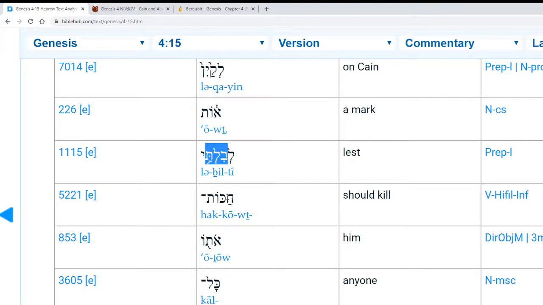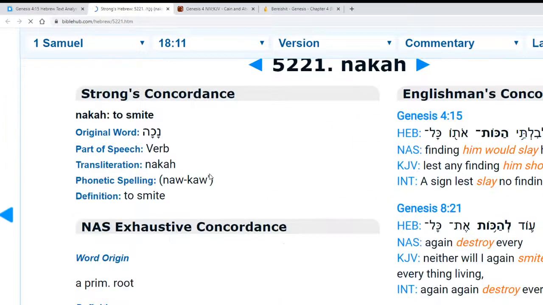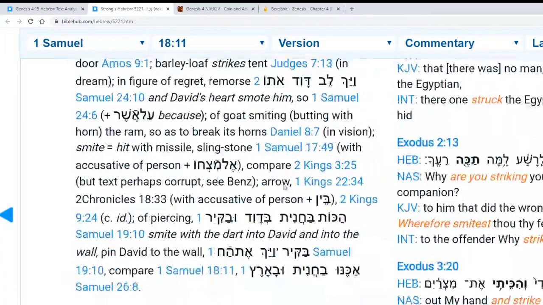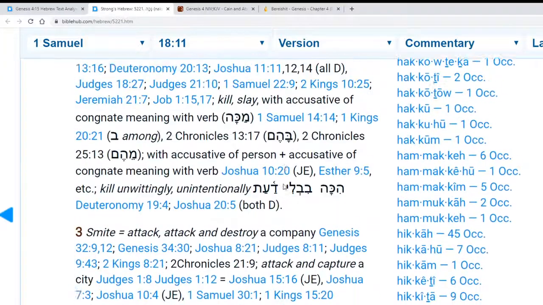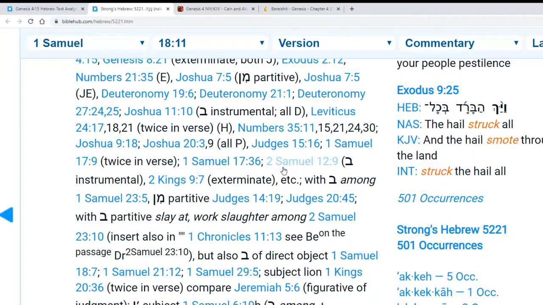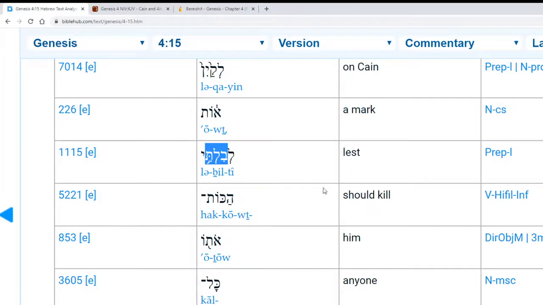Hakot, they're translating this to kill, but actually it means to strike here. Hakot, to smite, yeah. And it does show up many times in the Bible. Let's see, 500 occurrences. It means to strike. Hakot. Oto. So this is the object marker.